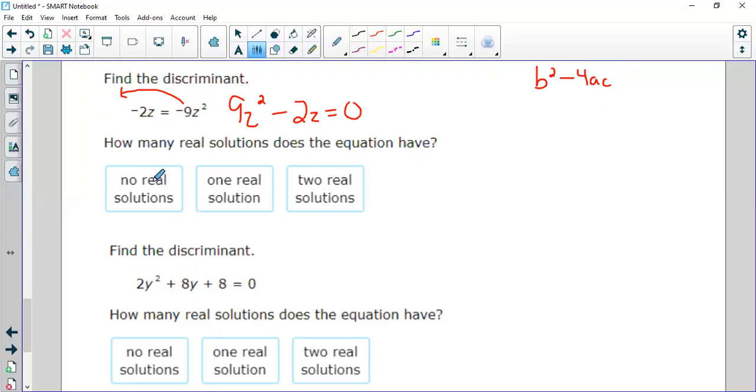We'll take a look at this one. I have an a, I have a b. There's no c value. The c value is 0. This is going to be 0. That means that this whole product right here is going to be 0. So let's do some quick computation. b squared, negative 2 squared is positive 4 because I always get a positive when I square any number. Minus 4 times 9 times 0. Well, this product is 0, so therefore it's 4 minus 0.